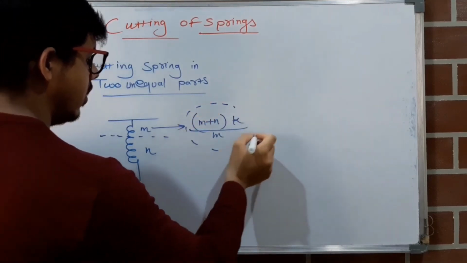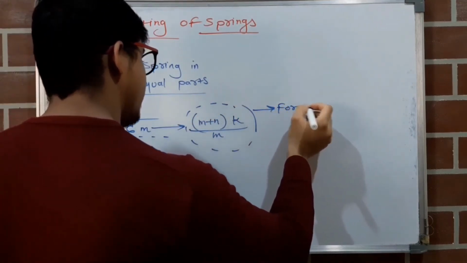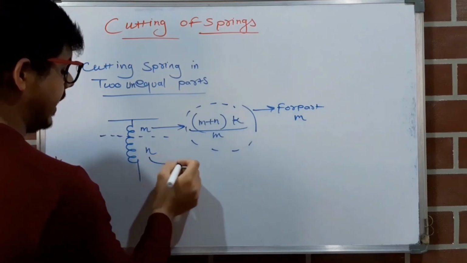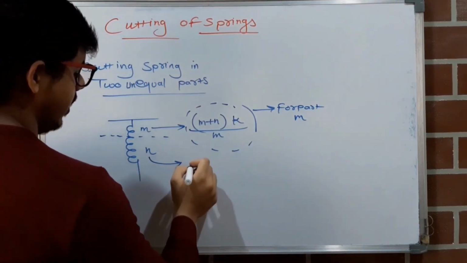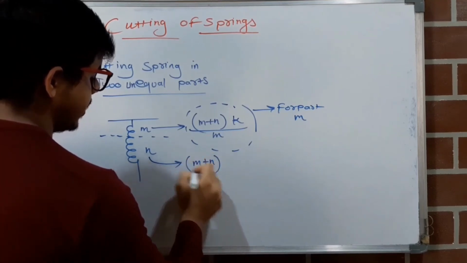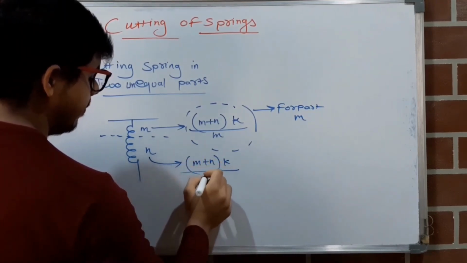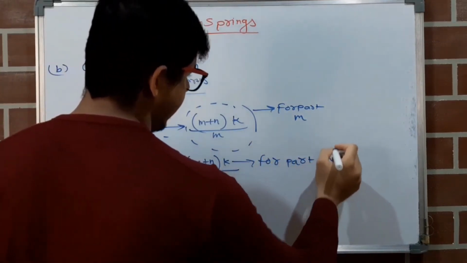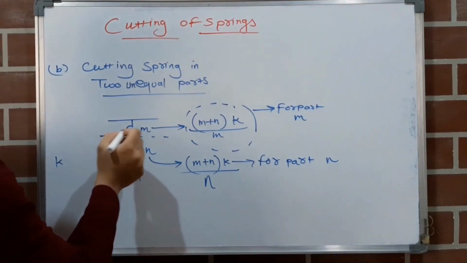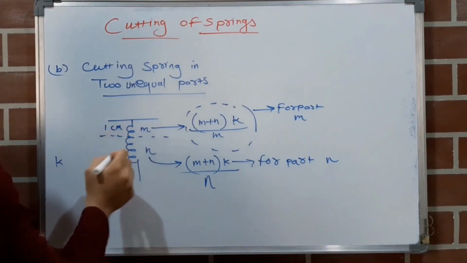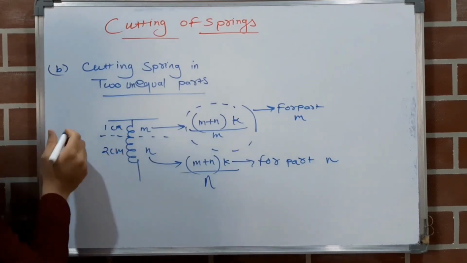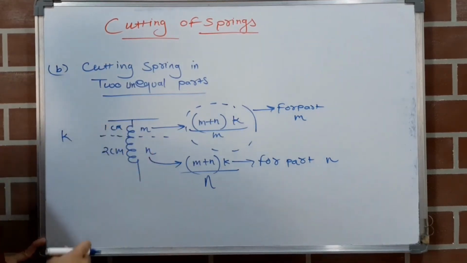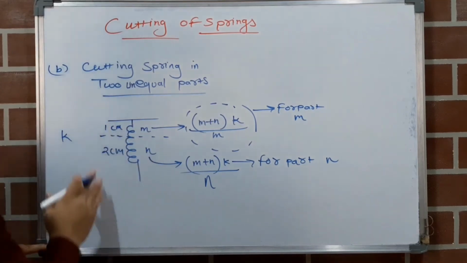Okay, I will write it for part M having length M. Now we will see for part N, that is having length N. So again, that is M plus N into stiffness of the uncut spring divided by N. So this is for part N. If you want to understand with an example, let's say M is equal to 1 centimeter and N is equal to 2 centimeter, and K is the stiffness of this uncut spring. When we cut, its stiffness changes, but K is the stiffness when the spring is not cut.